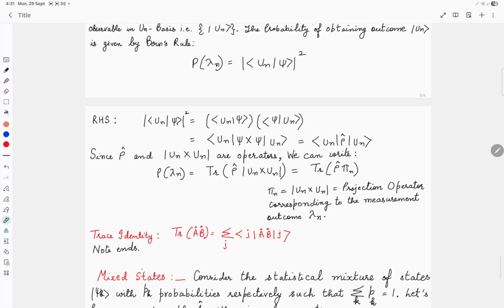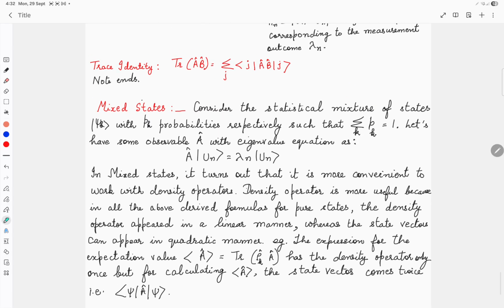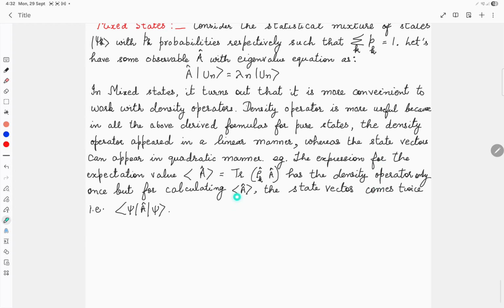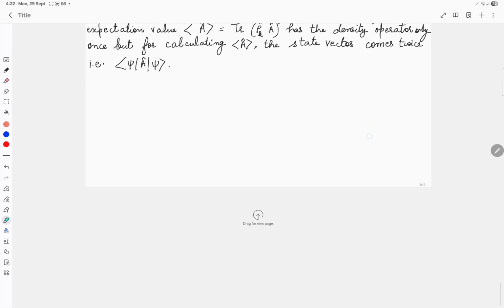If you look at the density operator here, let me explain this point. The density operator appeared in a linear manner, whereas the state vector can appear in a quadratic manner. How? When we try to calculate the expectation value using the density operator, the density operator appears only one time, whereas when we calculate the expectation value using the state vectors, they come 2 times. Therefore, I say that the density operator appears in a linear manner, whereas the state vectors can appear in a quadratic manner while doing certain calculations, especially for the expectation value. I am trying to show that the density operator appears linearly in the expression, whereas the state vectors appear quadratically in the calculation of the expectation value. Thank you very much.